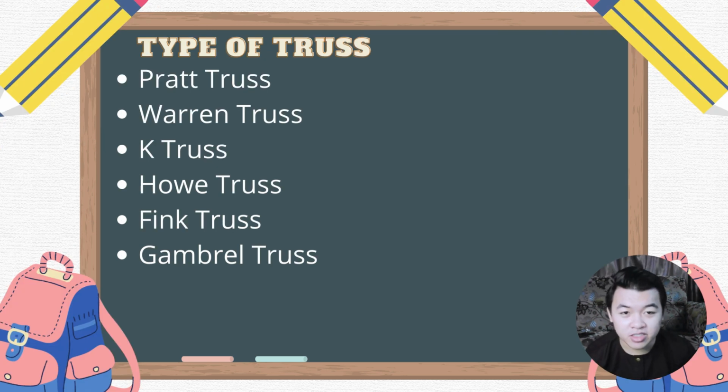There are many truss designs for creating roof frames for almost any roof style. For example, flat truss, Warren truss, K-truss, howe truss, pratt truss, and lastly gambrel truss.